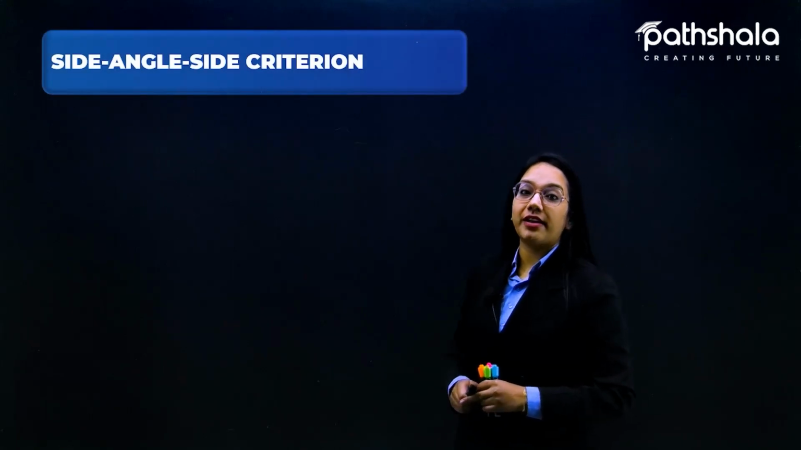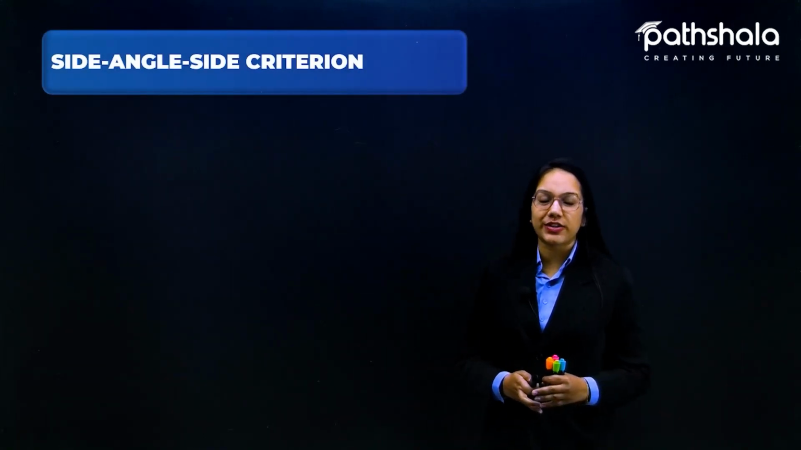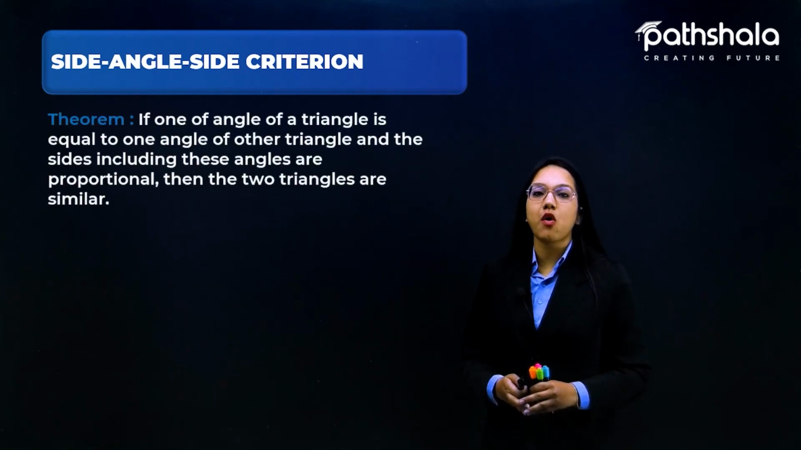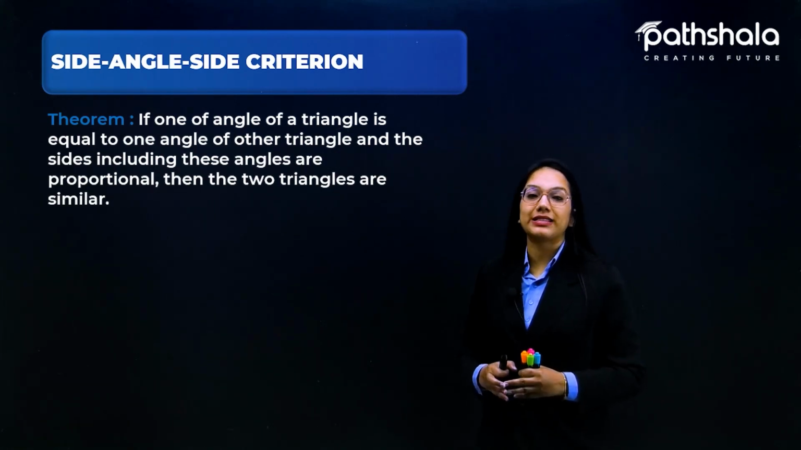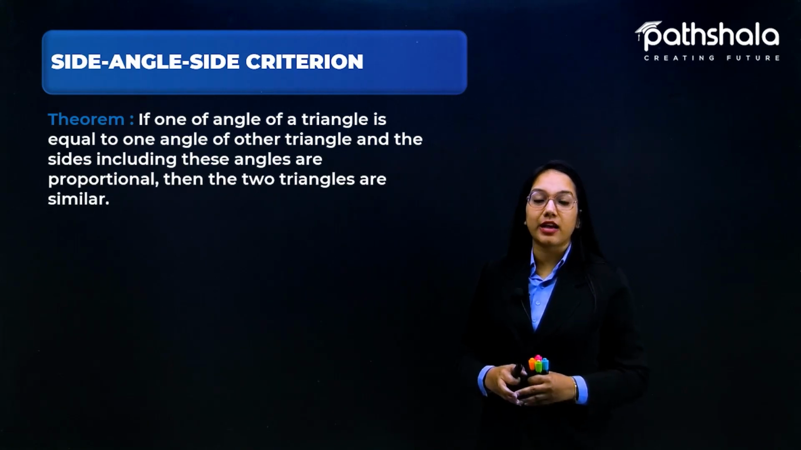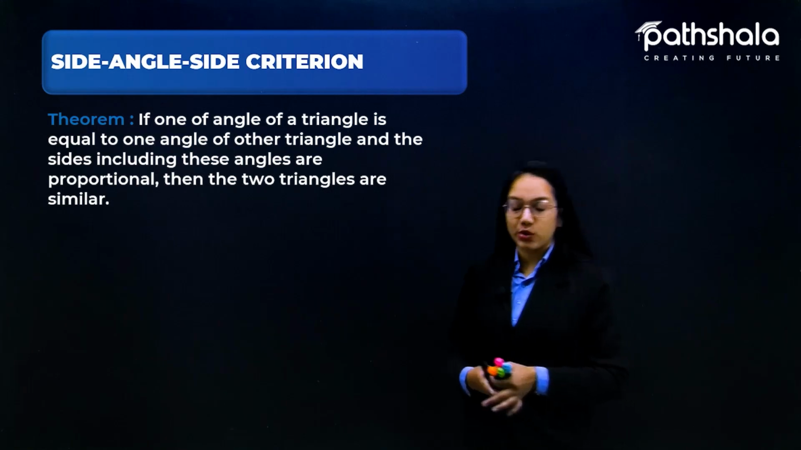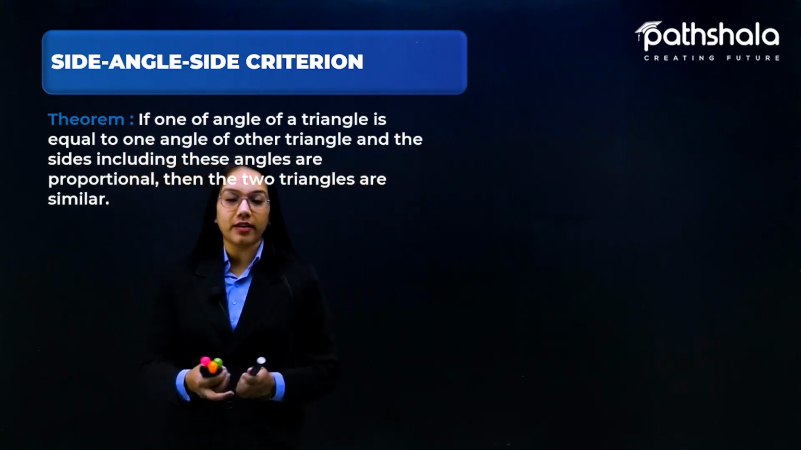Now let's move on towards another criterion, which is called the side angle criterion. So let's see the theorem related to it. The theorem says that if one angle of a triangle is equal to one angle of another triangle and the sides including these angles are proportional, then the two triangles are similar to each other. So let's start the theorem in the same way as we did for the other criteria.